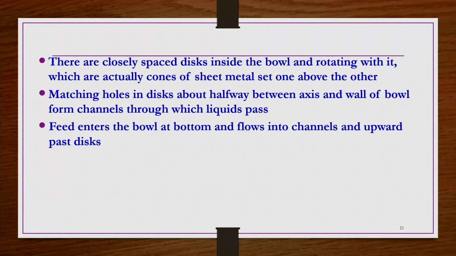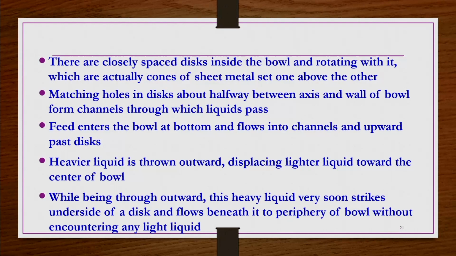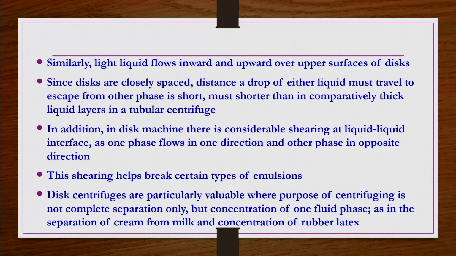Feed enters the ball at the bottom and flows into channels and upward past the discs. Heavier liquid is thrown outward, displacing lighter liquid toward the center of the ball. While being thrown outward, this heavy liquid very soon strikes the underside of a disc and flows beneath it to the periphery of the ball without encountering any light liquid. Similarly, light liquid flows inward and then upward over the upper surface of the disc. Because of these discs, the liquids move in two different directions. The heavier liquid moves towards the wall, and the lighter liquid moves towards the axis of the ball.